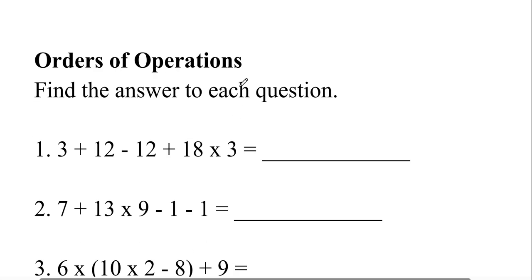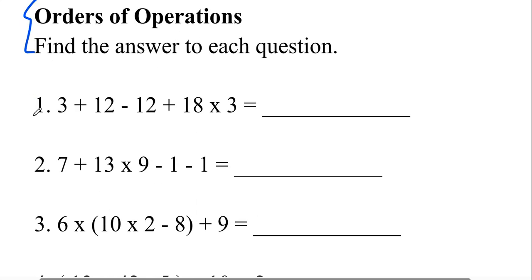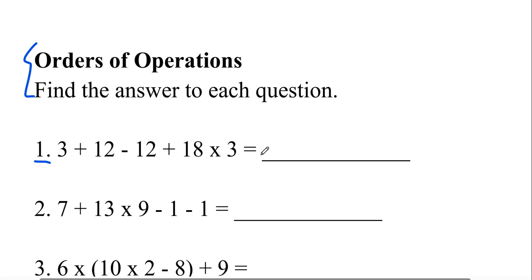Okay. Order of operations should be very easy because you've encountered it a lot and you're familiar with it, and you know the rule, which is PEMDAS. So let's just do a few questions, like two. Starting with number 1, if you have subtraction, addition, and multiplication, you're doing the multiplication first, which will get you 54. And this 12 cancels out, so you're adding 3 basically, so it will be 57.